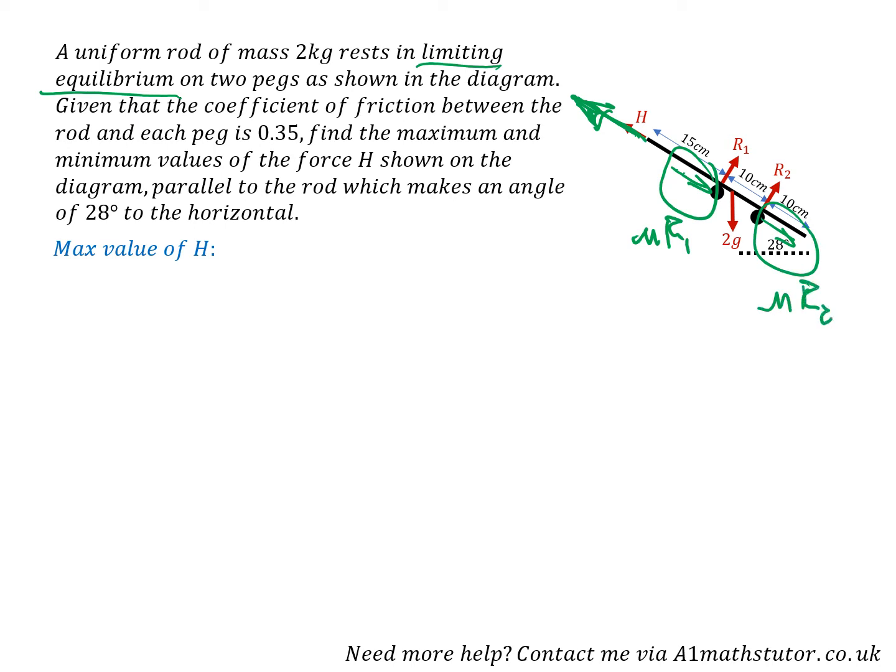We know what the coefficient of friction is, and it's the same for each peg. It's 0.35. So we can add the frictions to the diagram now: 0.35 R1 and 0.35 R2. So these frictions will help us to find the maximum value of H.